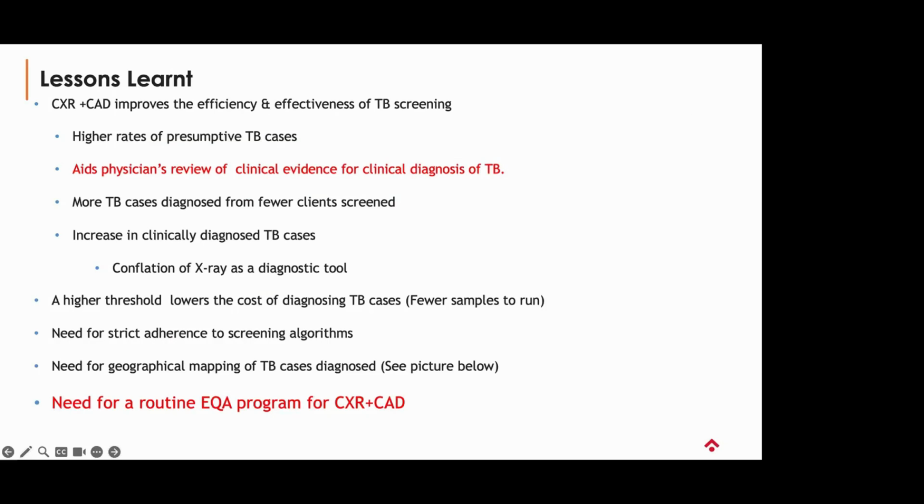So what have we learned? There's no doubt that chest X-ray plus CAD improves the efficiency and effectiveness of TB screening. We find that we can find more presumptive TB cases. It can be a useful tool for improving the skills of clinicians who engage with it meaningfully. We found more cases are diagnosed from fewer clients. It is way more efficient than using just the WHO 4 symptom screening questions. This cuts out the chaff, as it were.